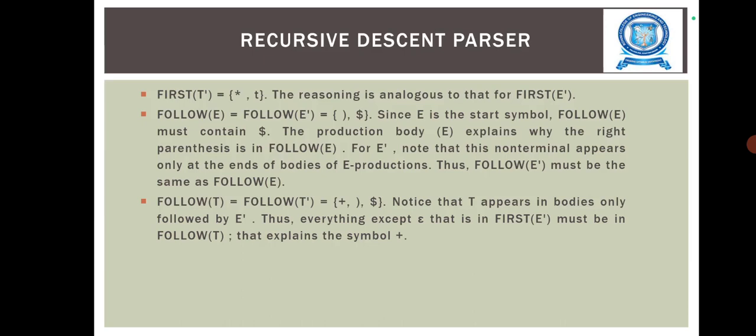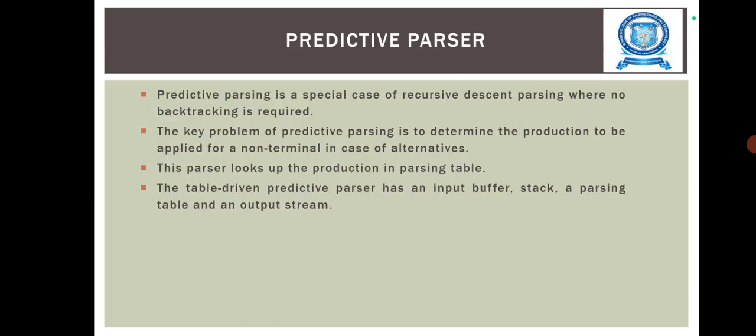Follow of T equal to follow of T dash equal to plus, close bracket, dollar. Notice that T appears in bodies only followed by E dash. Thus, everything except epsilon that is in first of E dash must be in follow of T. That explains the symbol plus.